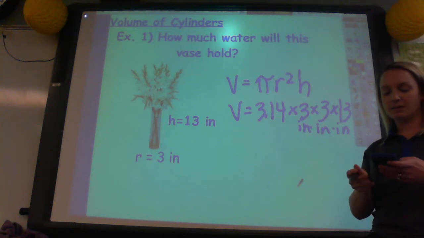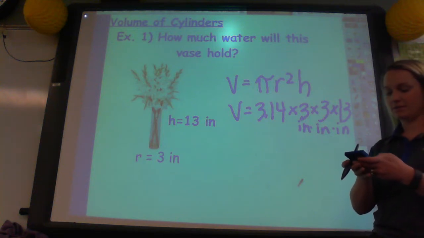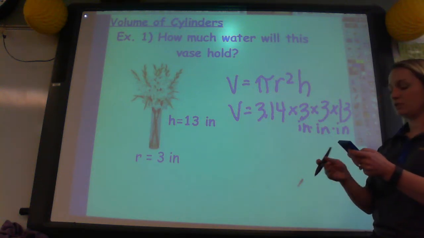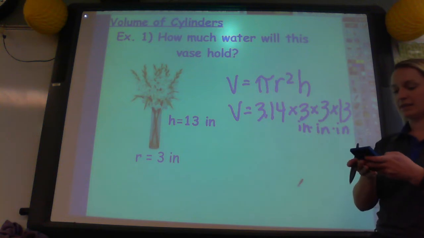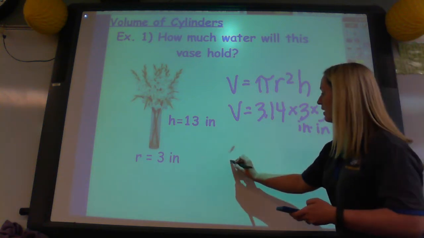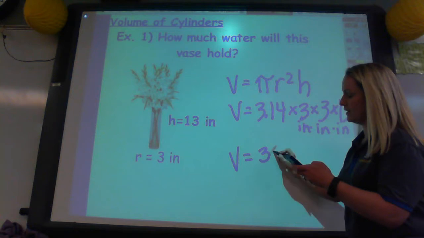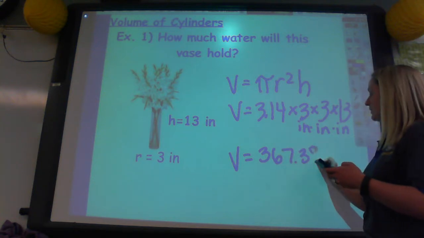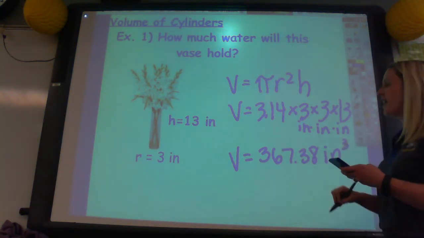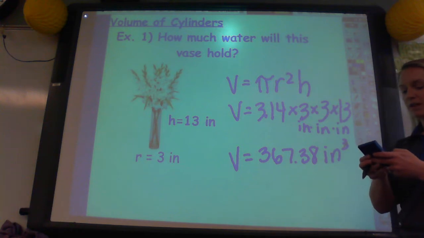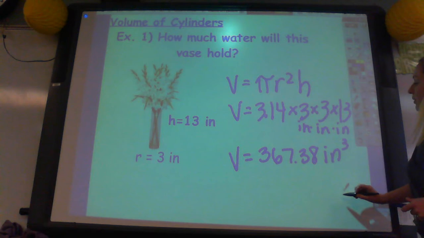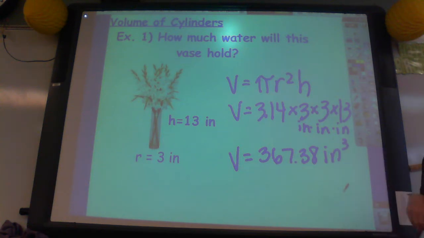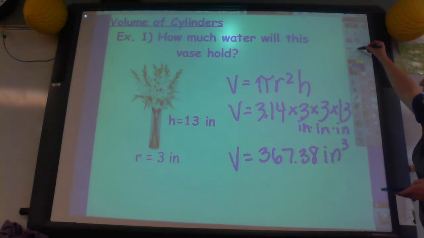So again, this is where we're doing inches times inches times inches. And then you basically plug that into your calculator. You can do the 3 times 3 in your head and type that in as 9 if you want. And I got 367.38 inches cubed. I'm going to double check that before we move on. And that looks correct. So again, we just substituted right into that formula. We were given the radius and the height. Simple, easy peasy. Moving forward.